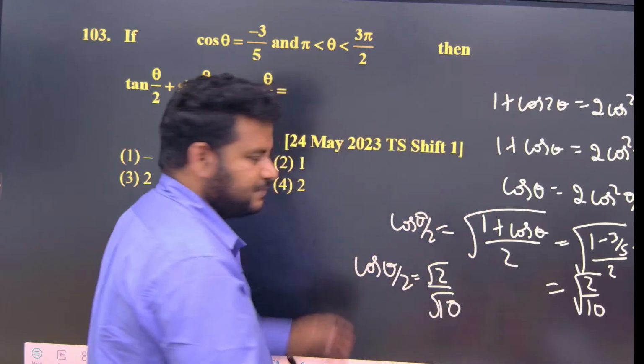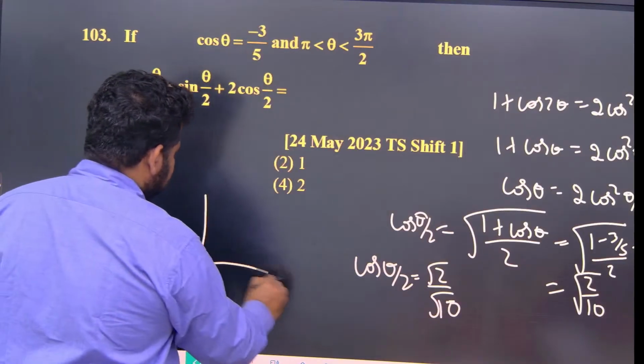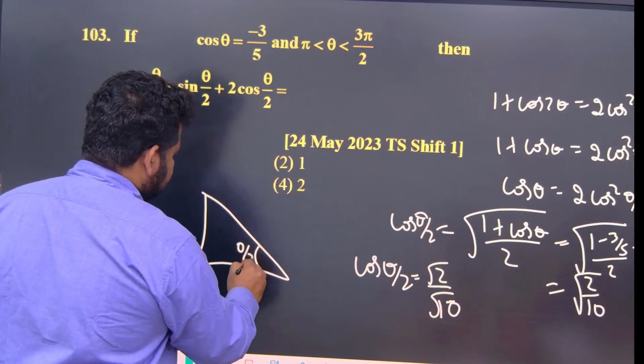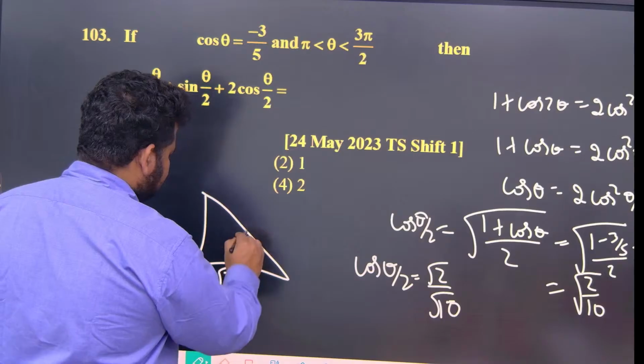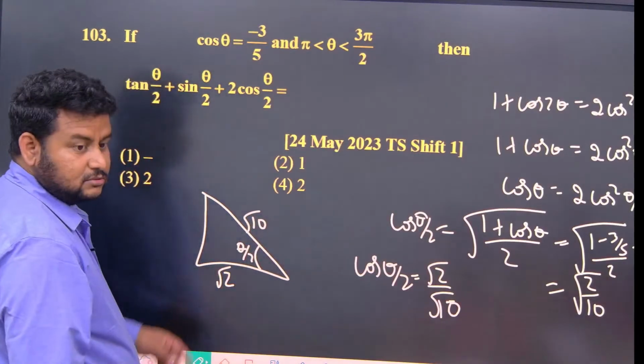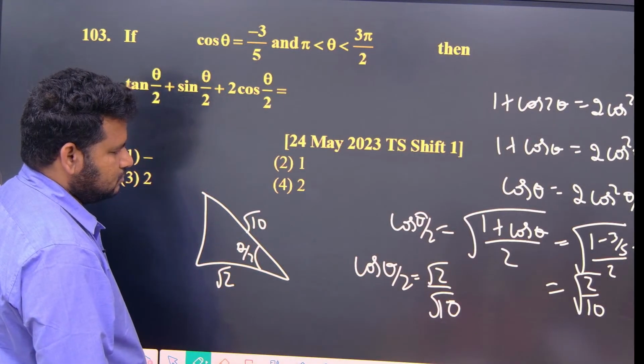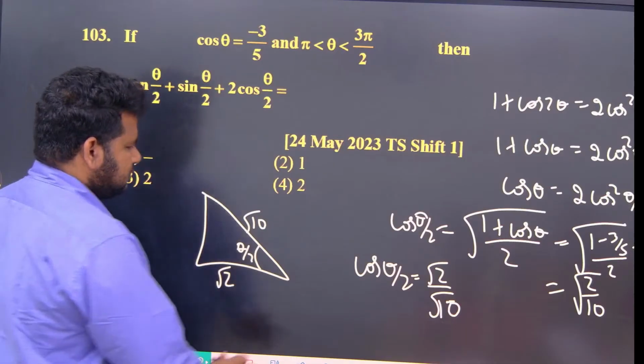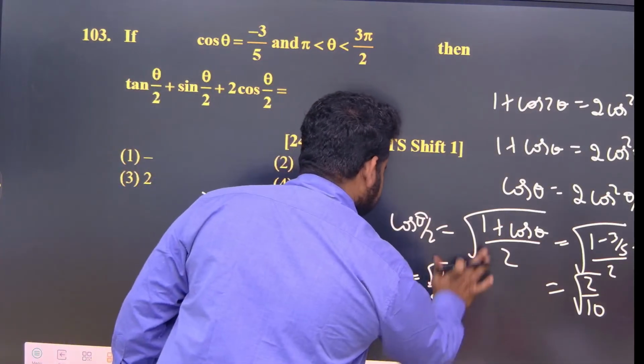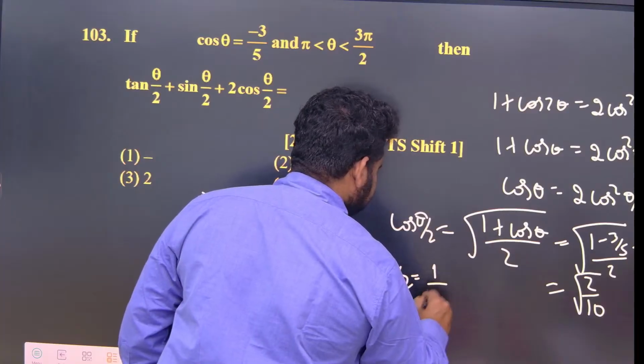Okay, cos theta by 2 is there, we will take the triangle. This is theta by 2, the adjacent side is root 2, and the hypotenuse is root 10. So you can write this as 1 by root 5. Root 2 we can cancel, that way also we can do. Good. So this we can write as root 5.